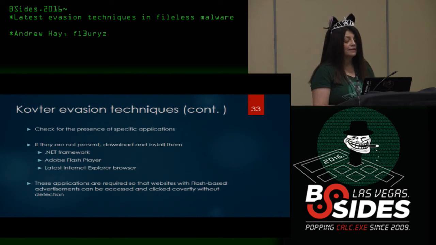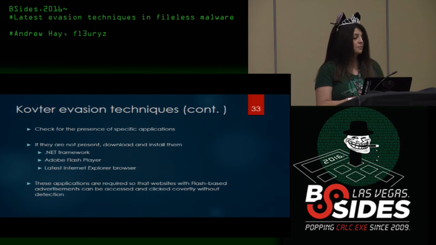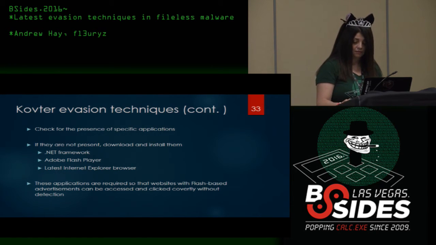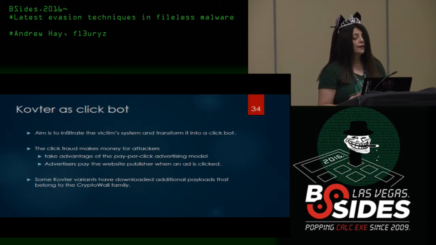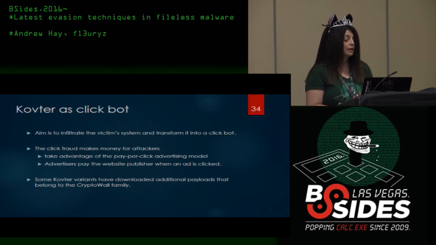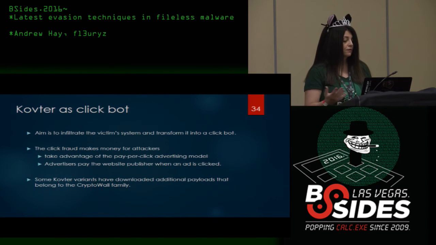So why does it check for that? Because these applications are required so that websites with flash-based advertisements can be accessed and clicked covertly without detection. So Kovter has a click bot. It's actually aimed to infiltrate the victim system and transform it into a click bot. The click fraud makes money for attackers. So that's the attraction. It takes advantage of the pay-per-click advertising model. Advertisers pay the website publisher when an ad is clicked.